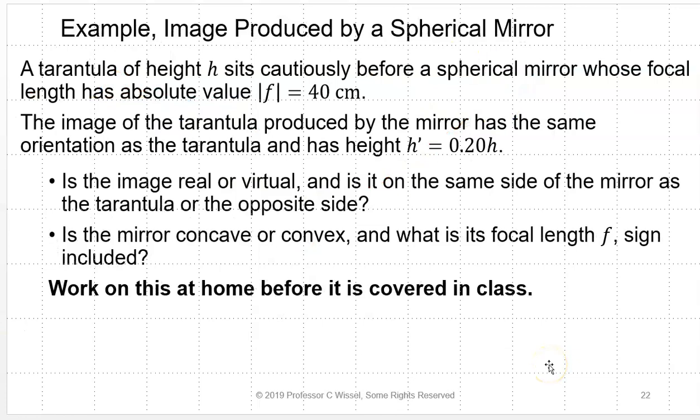Okay, as an example, a tarantula of height h sits cautiously before a spherical mirror whose focal length has an absolute value of 40 centimeters. The image of this tarantula produced by the mirror has the same orientation as the tarantula, has a height h prime of 0.20 h, so it's about 1/5 the height of the object. Is the image real or virtual? Is it on the same side of the mirror as the tarantula or the opposite side? Is the mirror concave or convex, and what is its focal length, sign included?